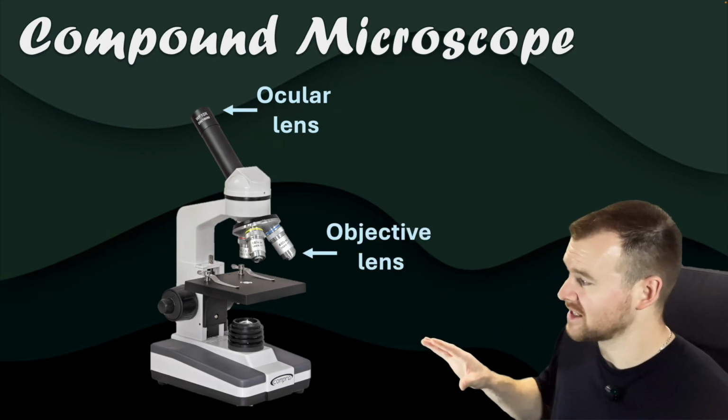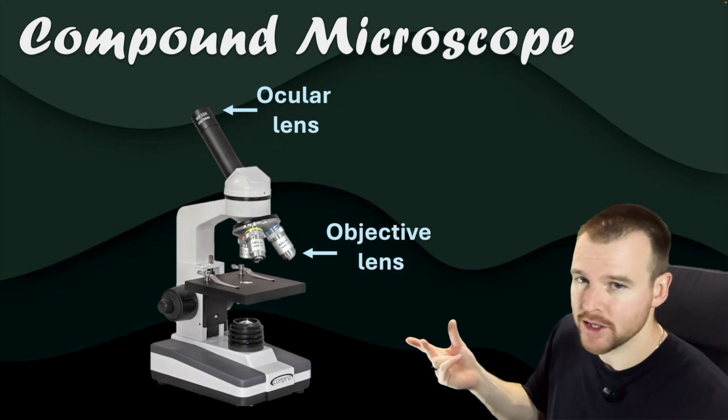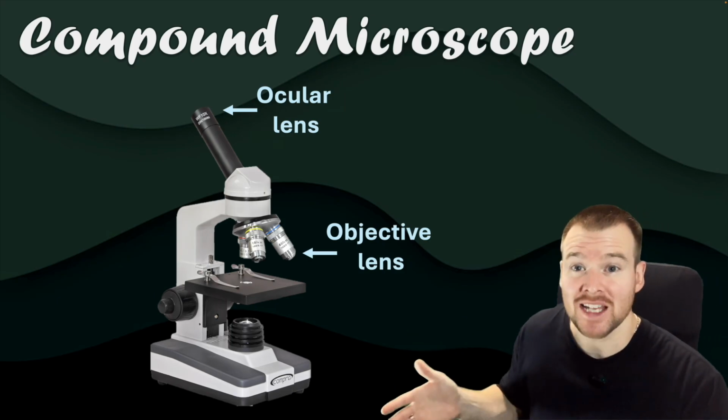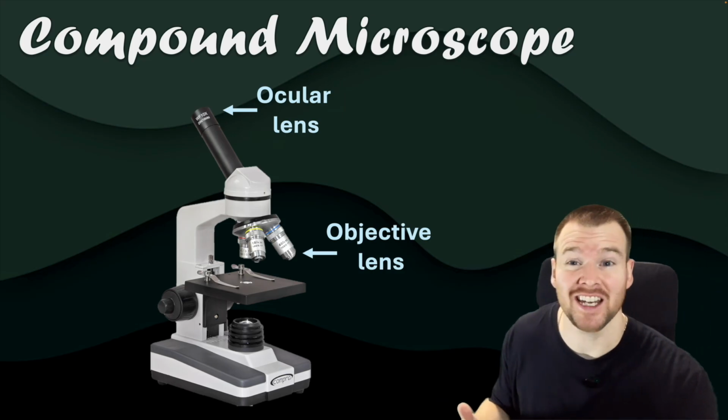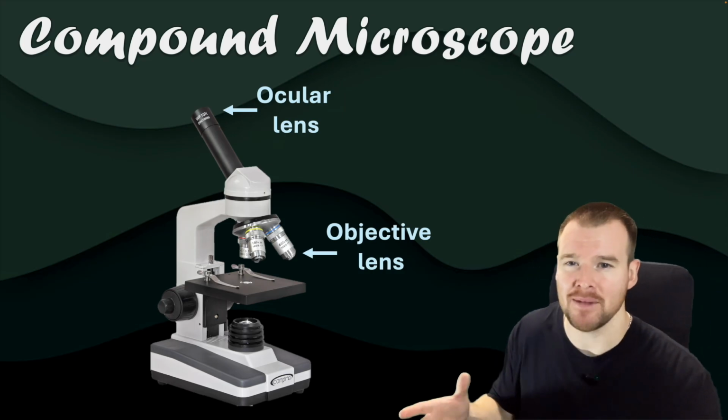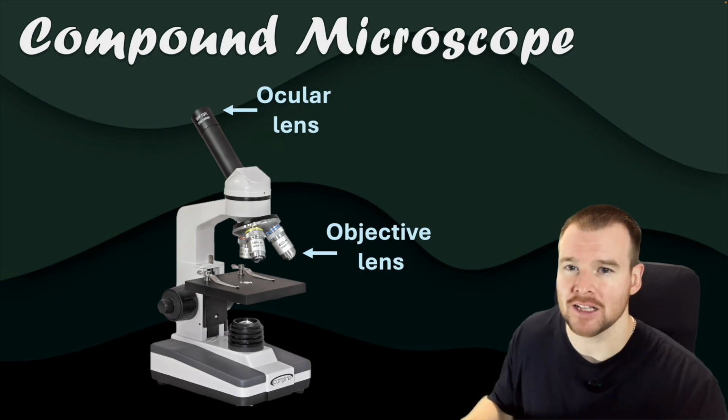And then there's the objective lenses down there that you can rotate through different magnifications. That's the big jump from a simple microscope to a compound one. 2 lenses, which is going to increase our magnification and make focusing easier. Let's take a look at some other parts of it.